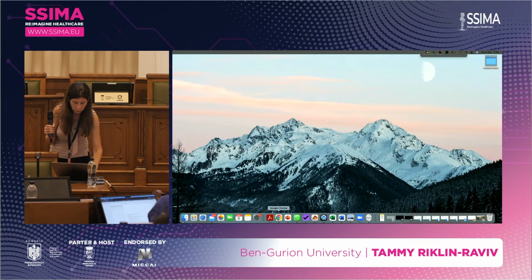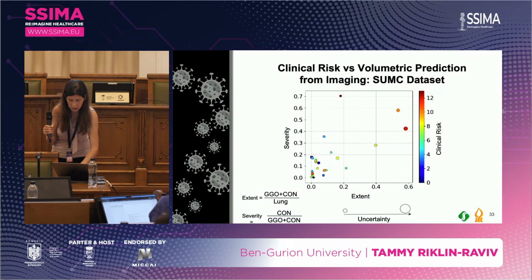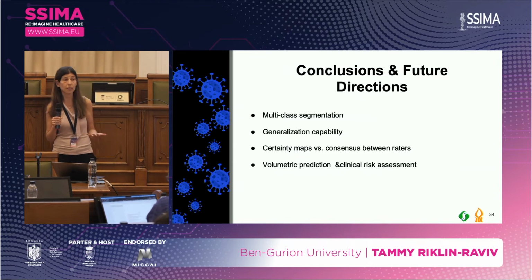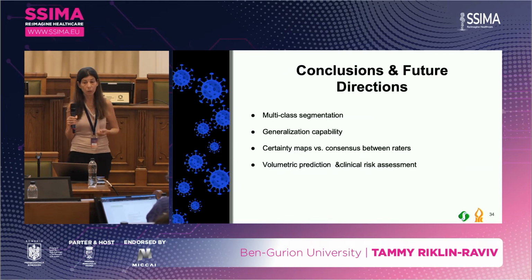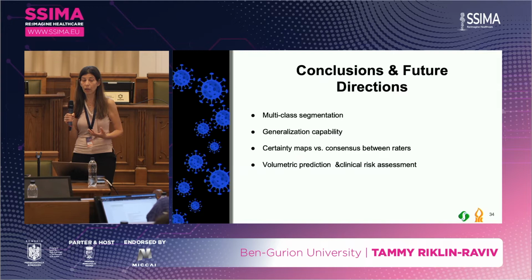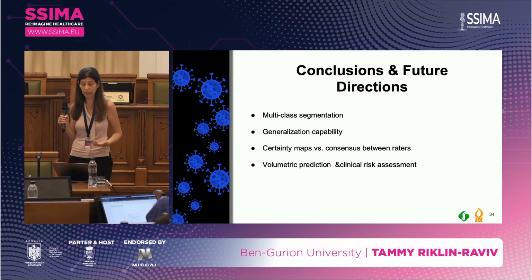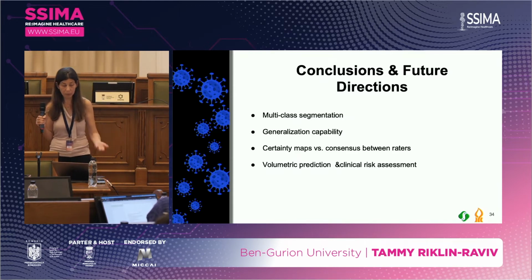So I would like to conclude, and let me just change this argument into questions. Do we need multi-class segmentation in COVID-19? Would that provide additional information? What can we say about generalization capability, the differences between the datasets? Does the certainty map actually correlate with the consensus between the raters, and volumetric prediction versus clinical risk assessment?